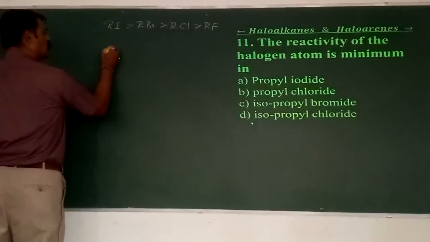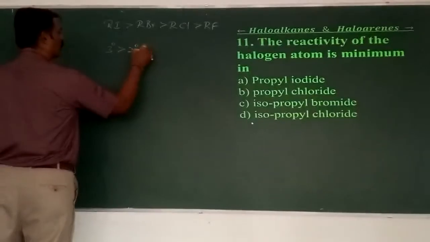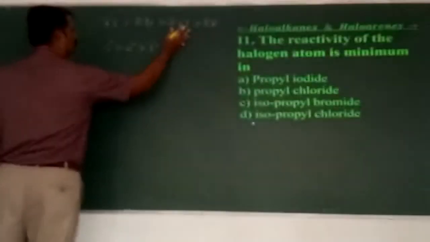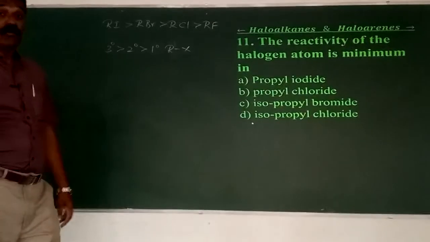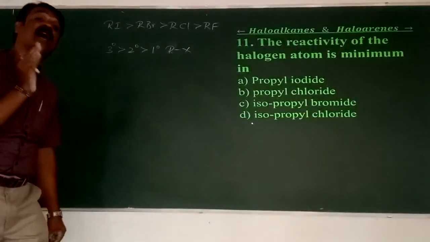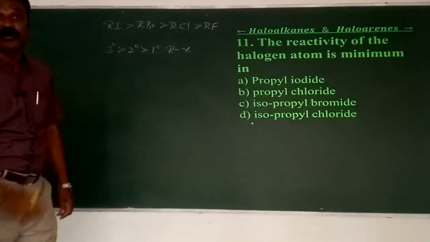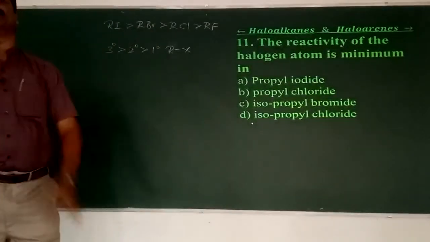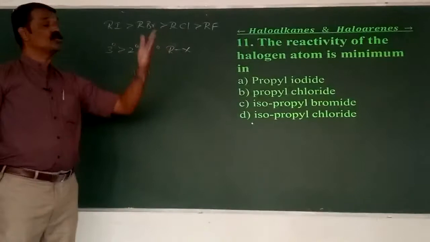Similarly, it also depends upon the stability. What's that? Stability of carbocation. Because as the nucleophile is removed, we are getting R plus. R plus means it is carbocation. Carbocation stability order is what? Tertiary greater than secondary greater than which one? Primary. Therefore, combining these two, we will have this.